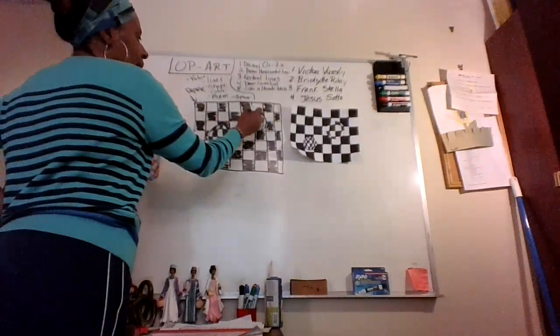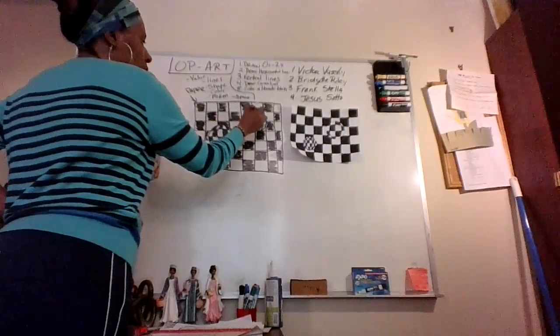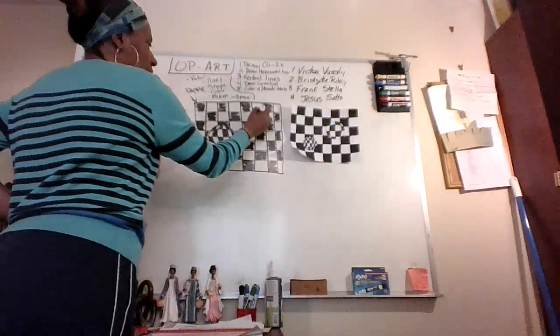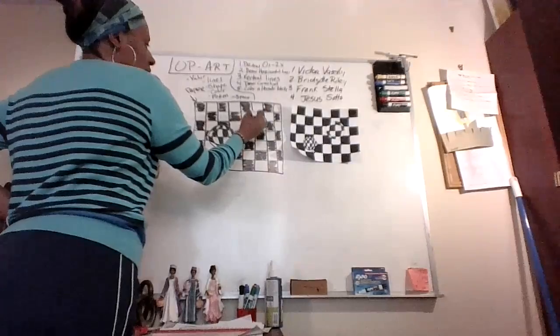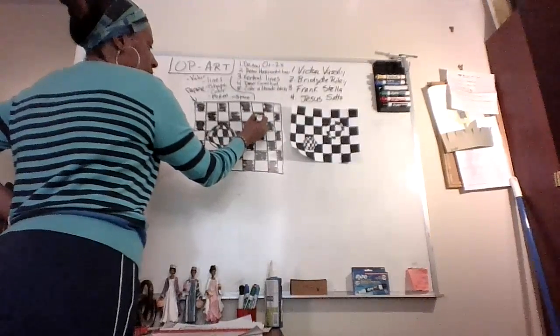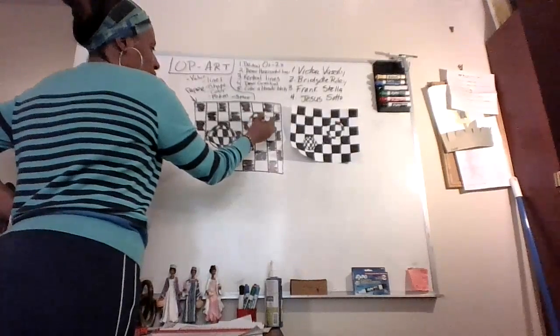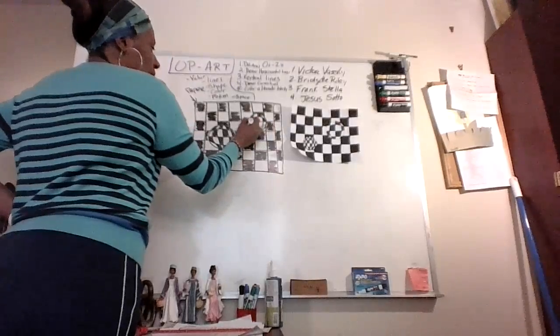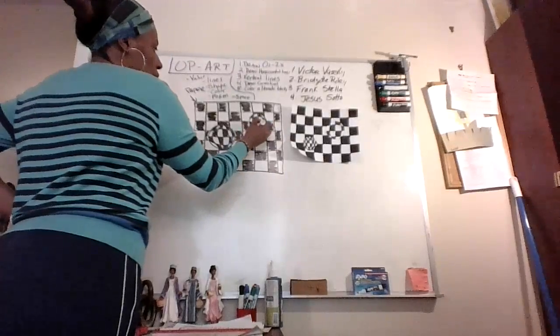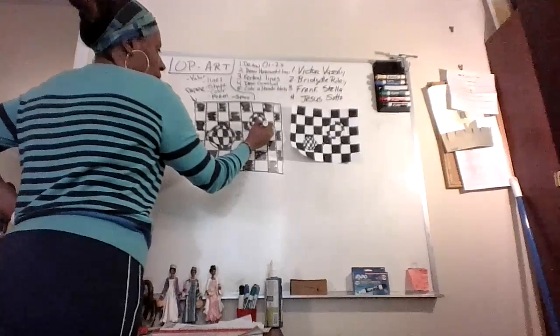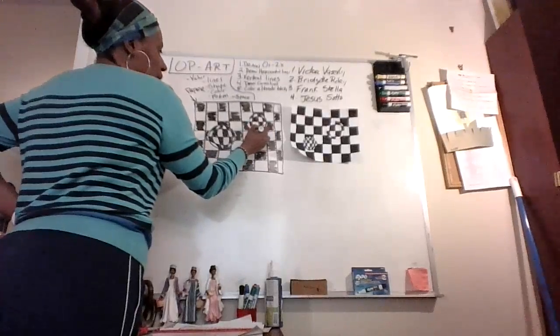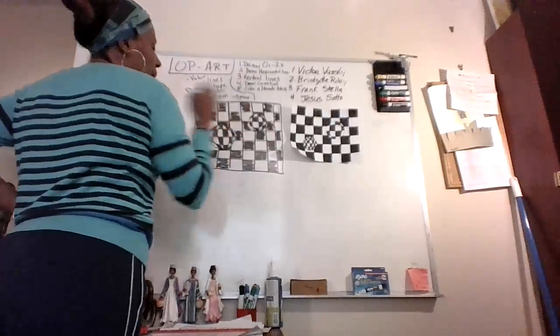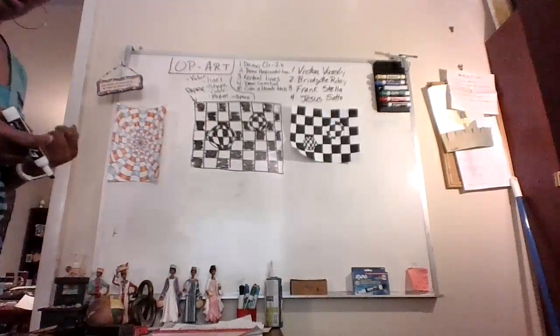I'm going to start black, white, black, white. Come down, that's white. So you kind of get the idea, but you have to pay attention to what you're doing, because if you don't, you will definitely make a mistake. And you'll get frustrated and ball the paper up and say, I messed up, I want to start over.